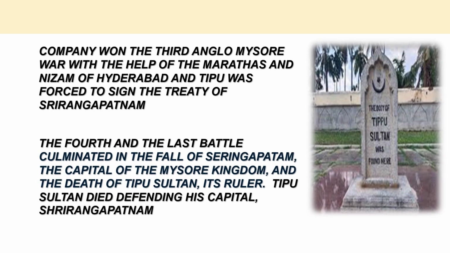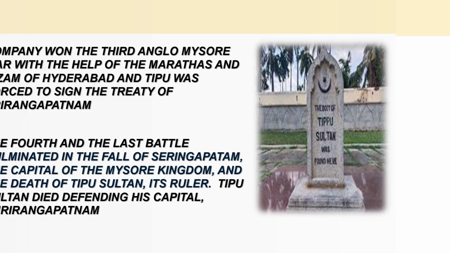The fourth and the last battle culminated in the fall of Srirangapatnam, the capital of the Mysore kingdom, and the death of Tipu Sultan, its ruler. Tipu Sultan died defending his capital Srirangapatnam. Mysore was given back to the Wadayars and a subsidiary alliance was imposed on the state of Mysore.